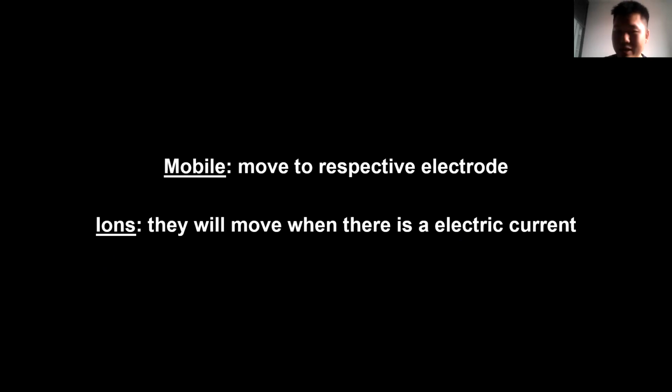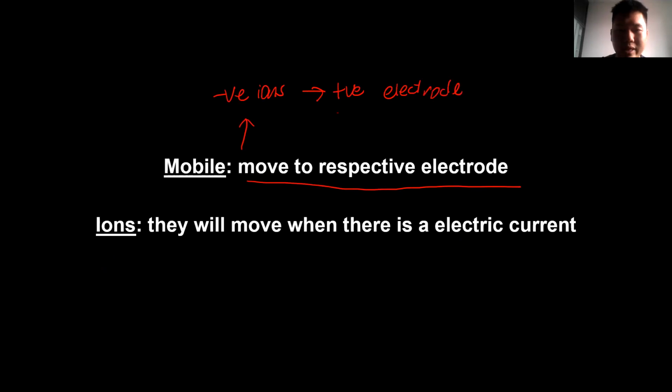Firstly, we want them to be able to move to the respective electrode. The negative ions will move to the positive electrode, and the positive ions will then move to the negative electrode. Another thing is, why ions and why not atoms? Why not mobile atoms? Because ions are the ones that can actually move when there's an electric current.